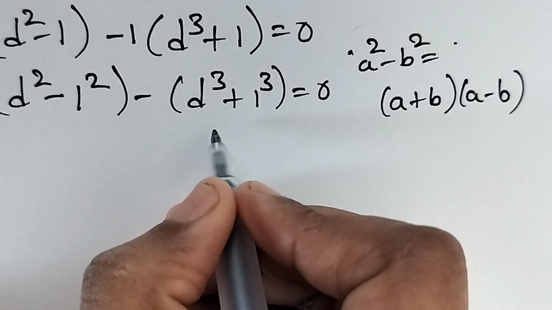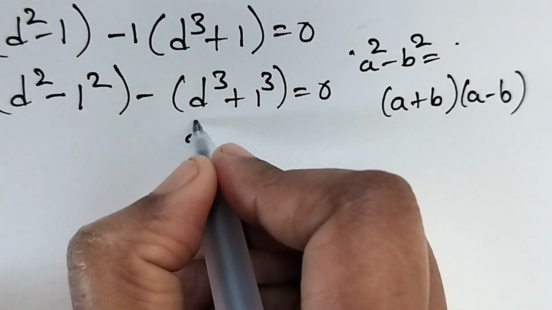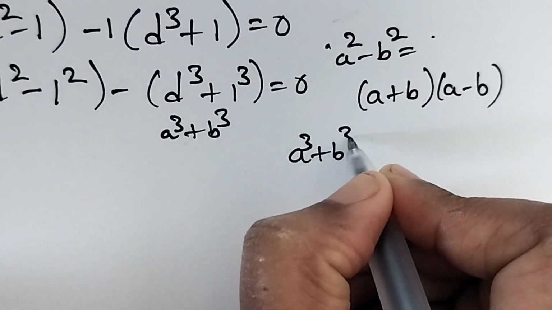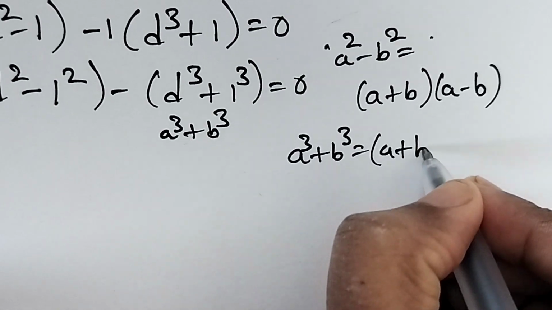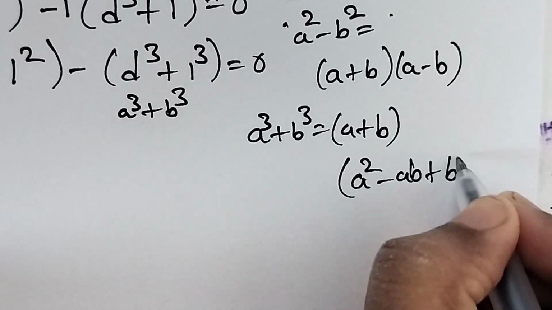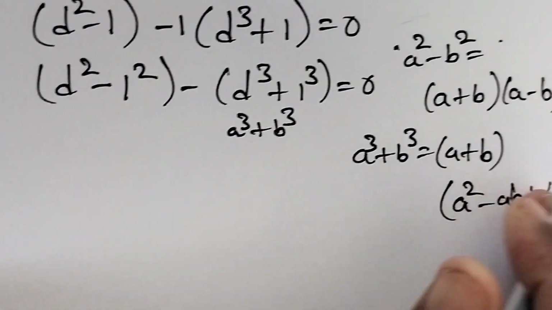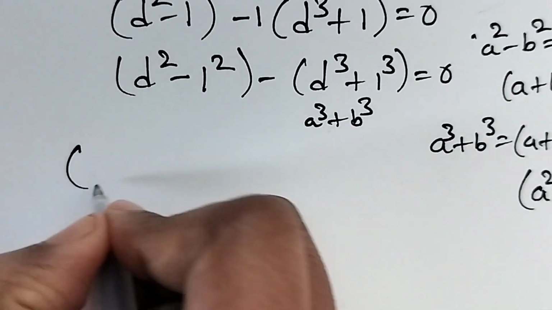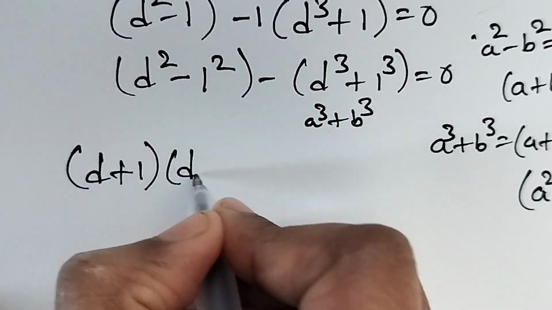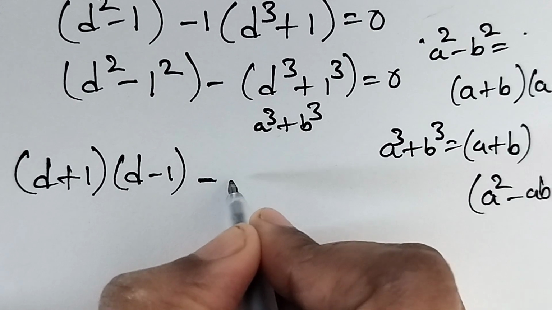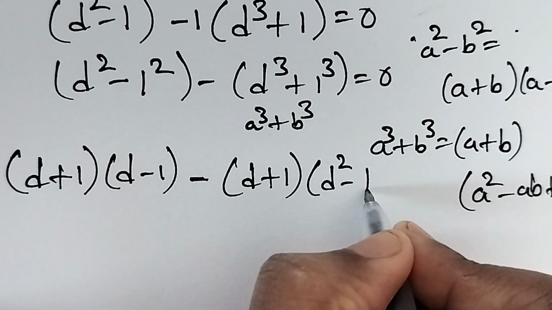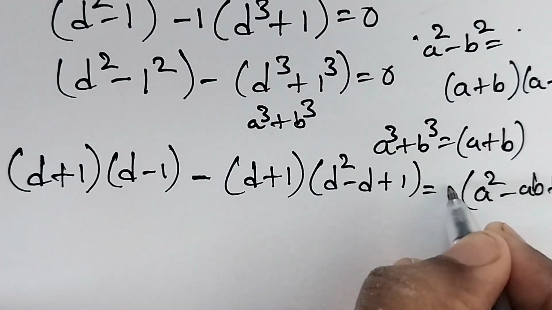Here the other is in the form of a cube plus b cube. We know this formula: a cube plus b cube is equal to a plus b times a square minus ab plus b square. So use both these formulas. Here we can write d plus 1 times d minus 1 minus d plus 1 times d square minus d plus 1 is equal to 0.